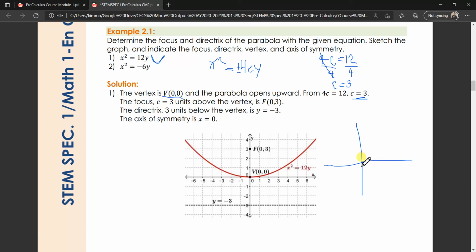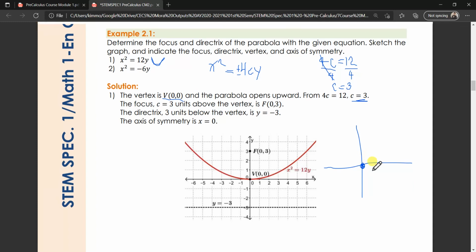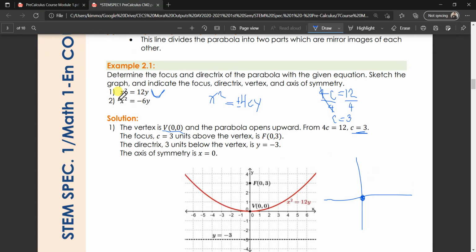So located na ato ang vertex, so na siya sa origin which is 0, 0. And we already know that our equation is positive, so it is obviously opening upward. So kung asa nag-open ang ato ang parabola, dira pod ma-locate ang ato ang focus. So again, our C is equal to 3, di ba? Atong focus here is equal to 0, C.